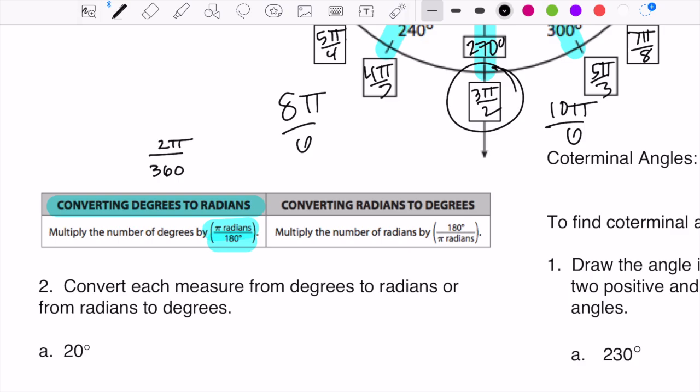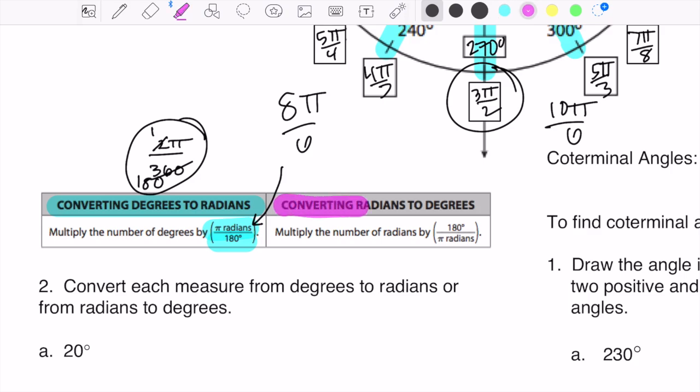Yes, it is, but no mathematician is ever going to leave this like this because 2 goes into 2 once and 2 goes into 360, 180. So this is when you're going from degrees to radians. You want to make sure the pi is in the numerator. When you're going the other way, radians to degrees, because you're going to end up with degrees, you want to have 180 in the numerator.